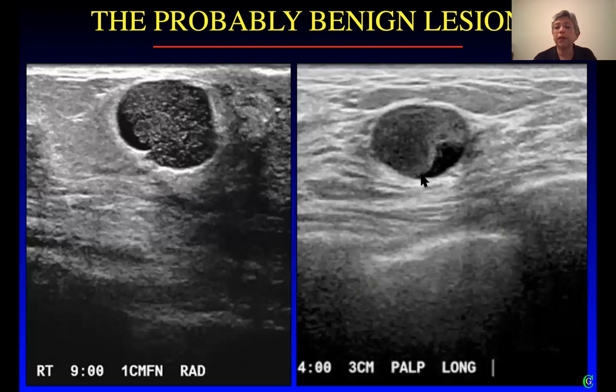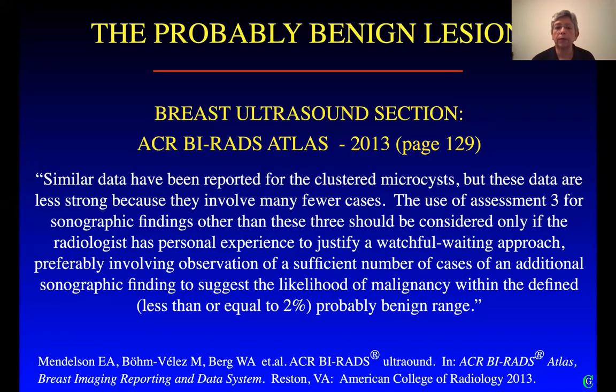This is what I call the yin-yang sign. These are complicated cysts. If you want to put a needle in these, you'll often watch these clumps under ultrasound guidance completely disappear. So it is this type of lesion that if you wanted to follow as probably benign, you could. All other lesions, if you assign it a probably benign category, you're probably out there on your own because there's no data in support of it.